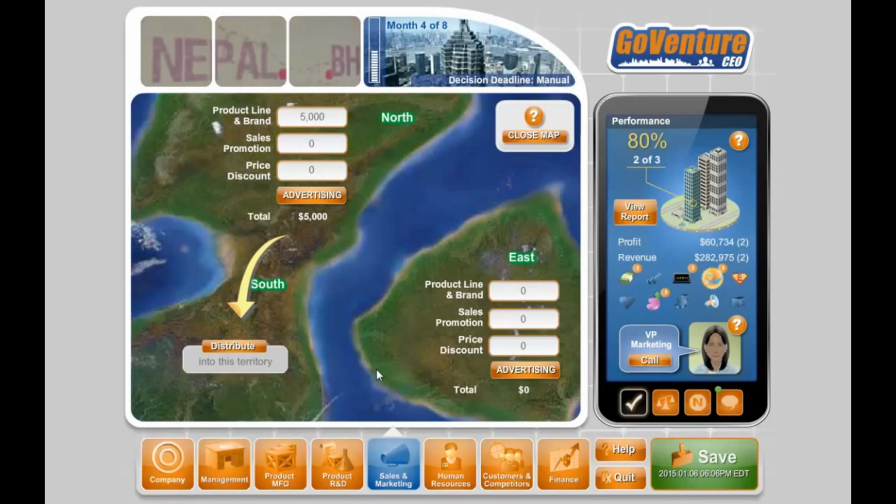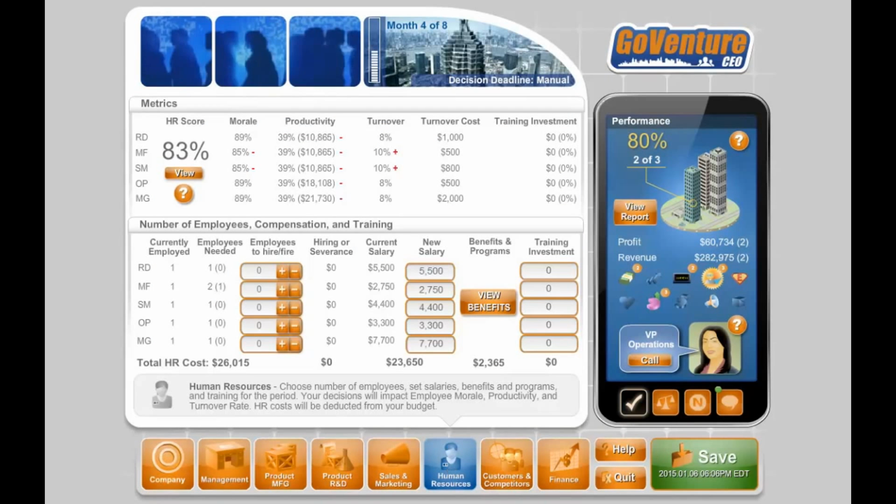Let's move on to the Human Resources function. The simulation will tell you how many employees you need in each department of your business. You can choose to have more employees than your business requires, but not fewer. So you may need to adjust the employee numbers each period.